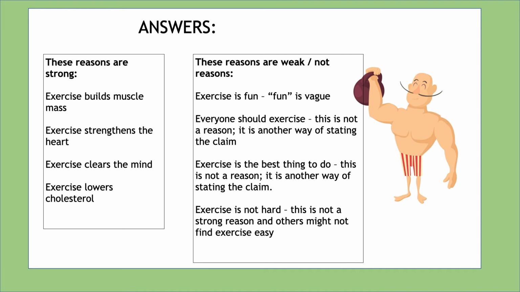How did you do against my answers? The reasons on the left are strong. Exercise builds muscle mass, exercise strengthens the heart, exercise clears the mind, and exercise lowers cholesterol. Those are all things that might matter to other people. The reasons on the right are either weak or they're not really reasons at all. One thing that commonly happens is people find different ways of just restating the claim, thinking that it's a reason, when it's just really the claim worded in another way. Check your answers against what we have on the screen.